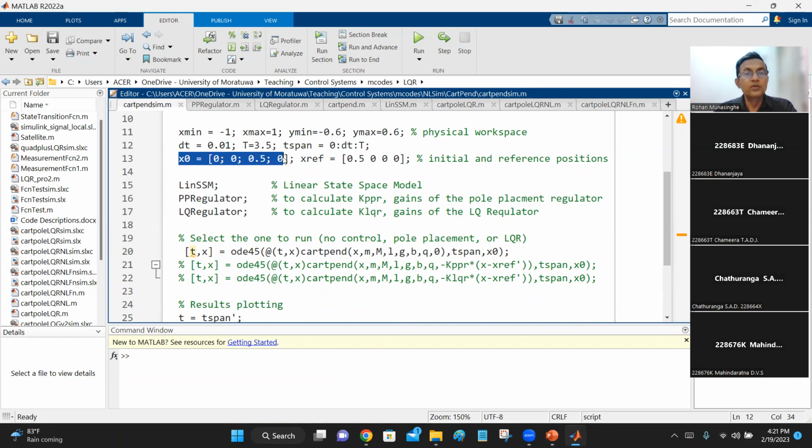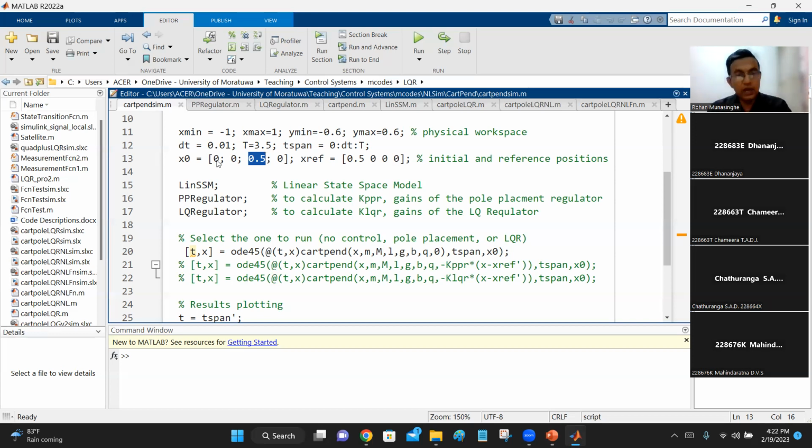And this is x0. Now this x is the entire state vector. It has x, x dot, theta, theta dot. All right. So I start with 0, 0, 0.5 and 0. What is that? This 0 is initial position, 0 position, okay? And this 0 is initial speed, and that is also 0. Initially, it is not moving anywhere, right? And this is 0.5. 0.5 radians for the angle. That is too much.